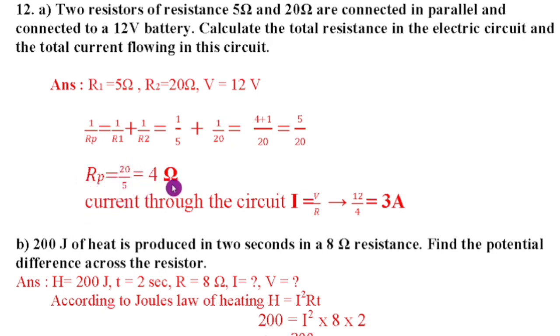5 1s are 5, 4 5s are 20. So the total resistance in the parallel connection, RP, is equal to 4 ohm. Along with that, they have asked us to calculate the total current flowing in the circuit.